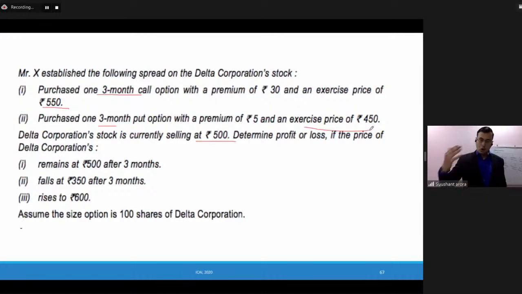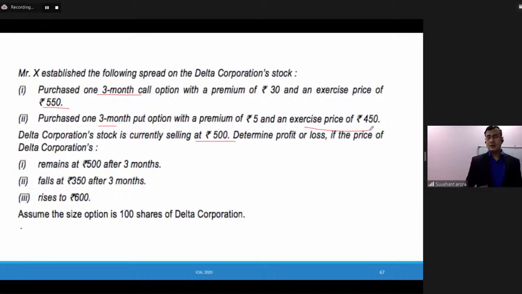If you are buying a call and the stock price moves up, then you will exercise the call option and let the put option expire. On the contrary, if the stock price falls, then the call becomes worthless, and you have a put option to be exercised. Okay, clear?